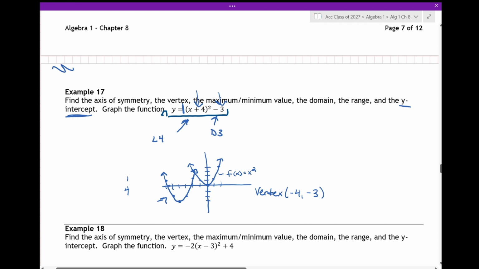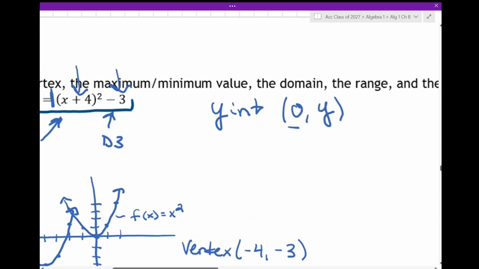Now we want to look at our y-intercept, and this is a little bit different. For a y-intercept, the x value is always 0, so it's 0, y. So y-intercepts would always look like 0, y. Now we don't always necessarily list it as a point. Sometimes we just say the y value, but we could list it as a point, and that helps me remember that the x value is 0 there. So I'm going to plug in a 0 for x. So I'm going to say 0 plus 4 squared, and then minus 3.